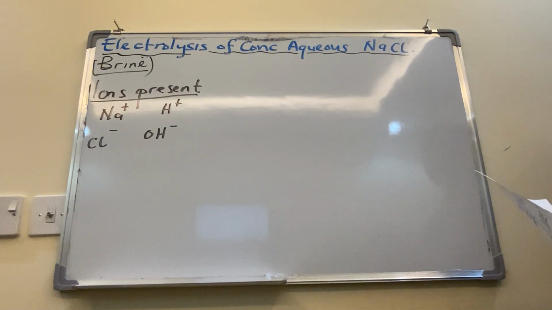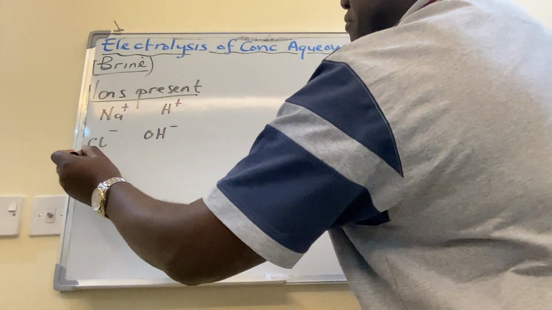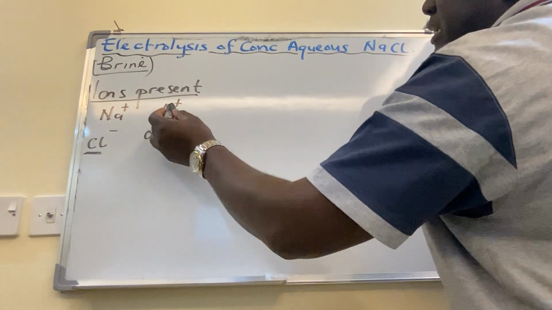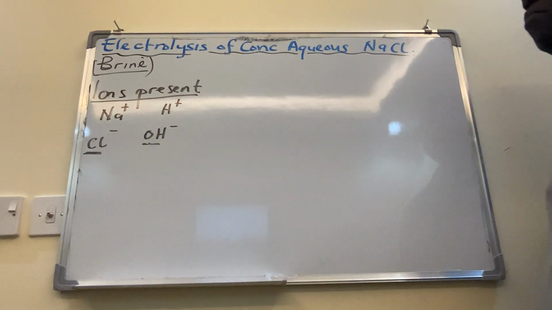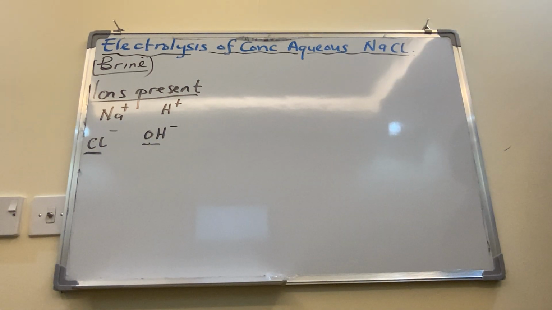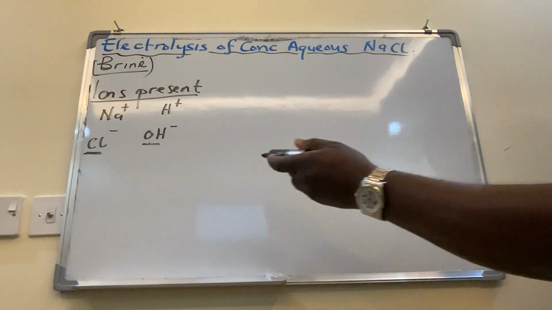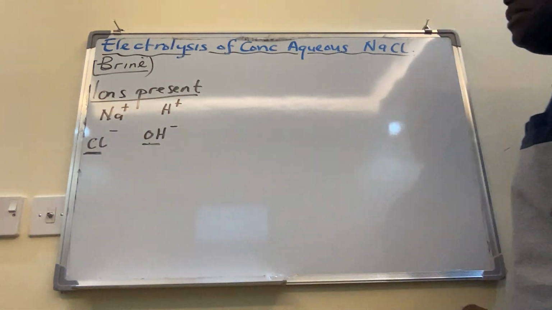molten lead bromide, for instance, because now we have the aqueous part in sodium chloride, meaning the sodium chloride is mixed with water. So we have a set of 4 ions present here. Sodium and chloride are from the brine, but H+ and OH- are coming from water. We have 1, 2, 3, 4 ions present.